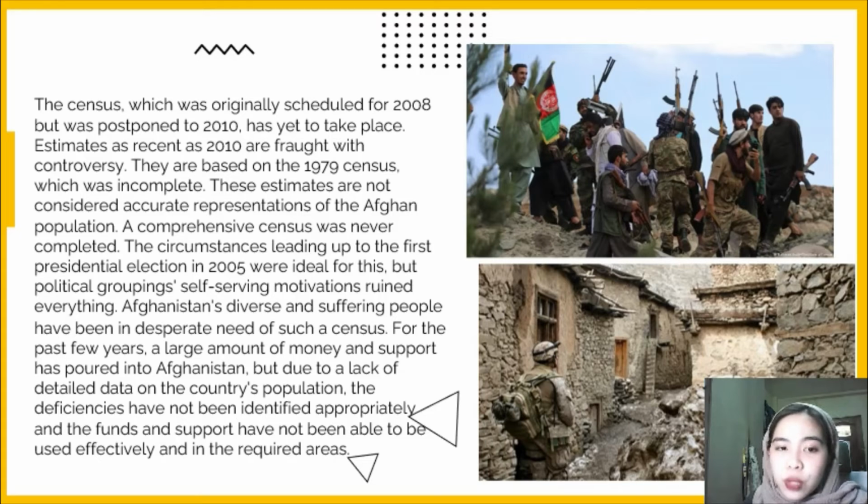For the past few years, a large amount of money and support has poured into Afghanistan, but due to the lack of detailed data on the country's population, the deficiencies have not been identified appropriately, and the funds and the support have not been able to be used effectively and in the required areas. Yes, because some of their heads were actually corrupt. So you can never finish the census and have reliable data for this.